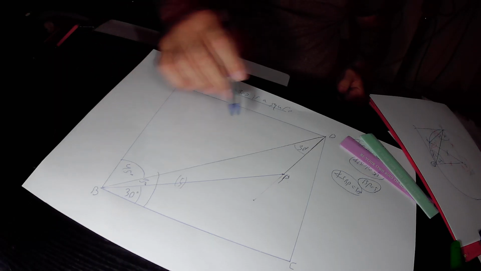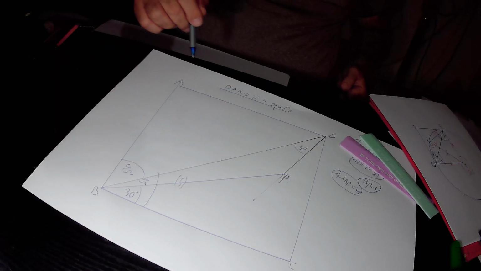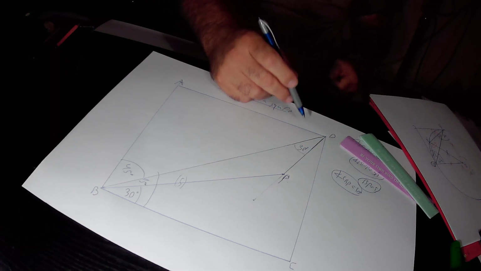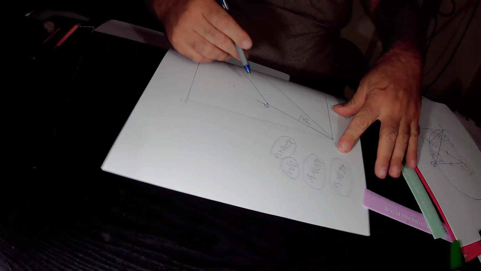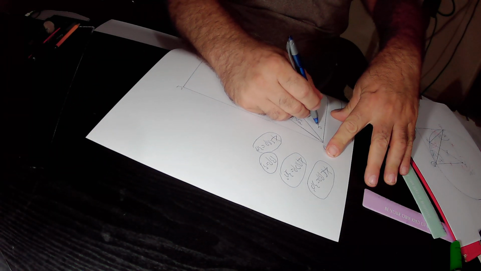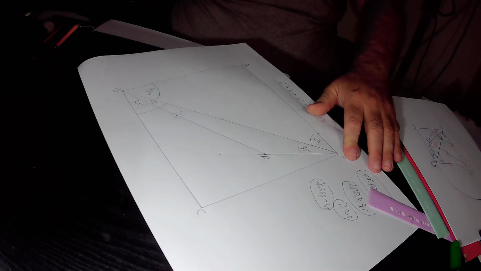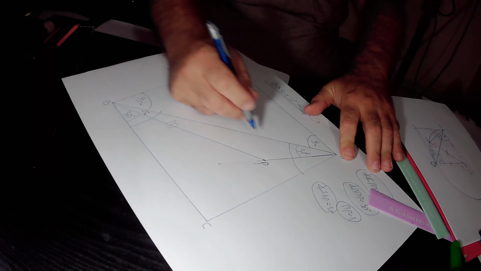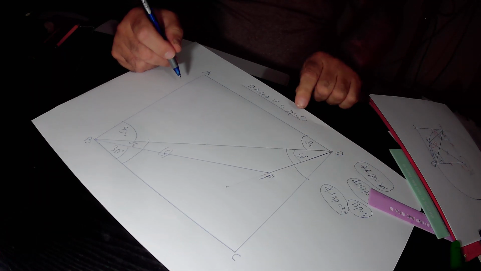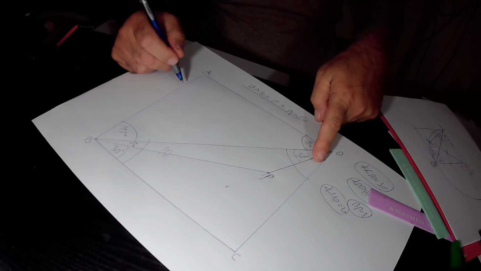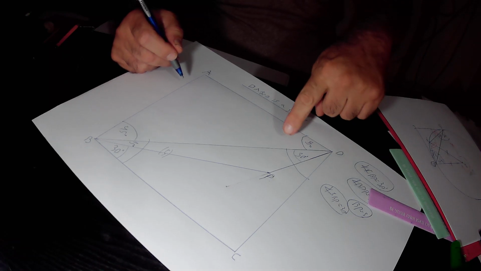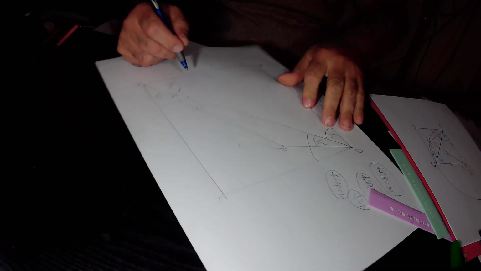Likewise, diagonal BD bisects angle ADC of square ABCD. Therefore, this angle must be equal to 45 degrees in size. Likewise, this angle must also be equal to 45 degrees. This angle equals 30 degrees, and therefore this missing angle must be equal to 15 degrees in order to complete the size of this angle to 45 degrees.